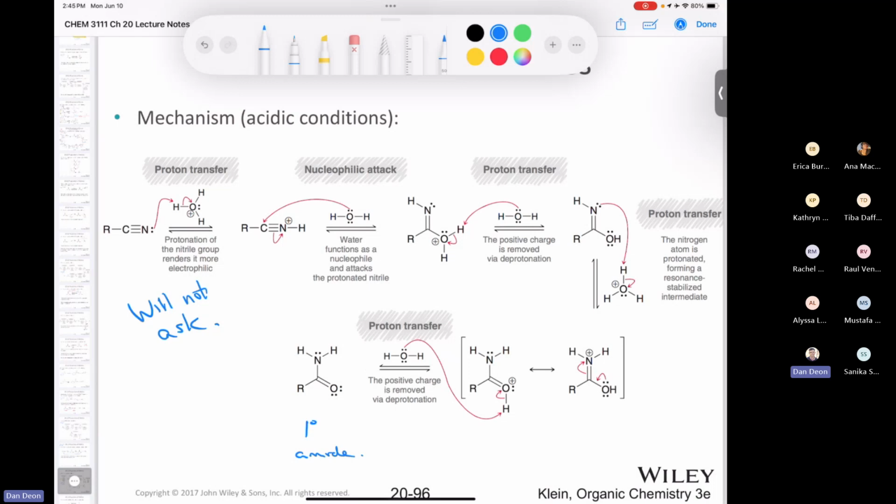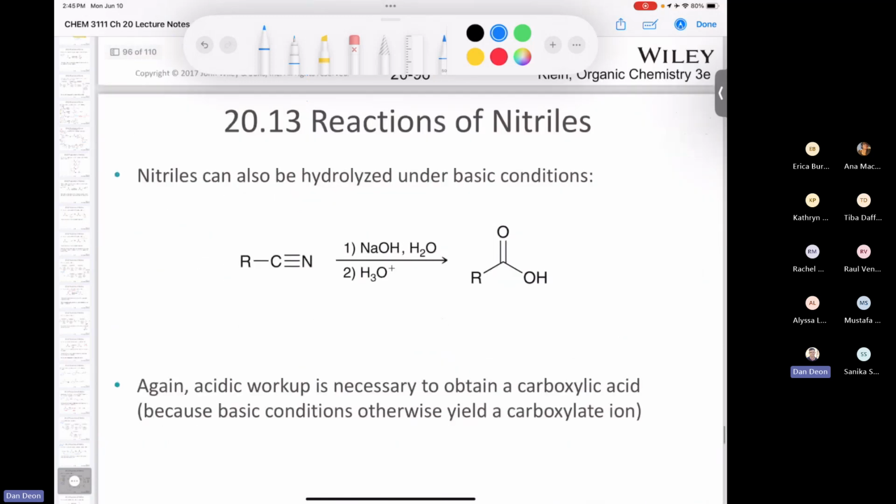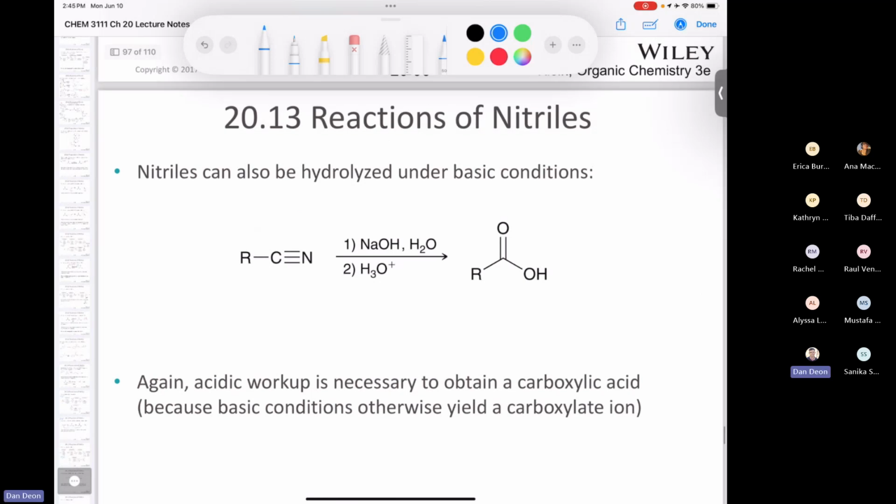So you can see it's a very, very long mechanism. It's just a lot of proton transfers, but again, I would never ask you that mechanism. Similarly, you can hydrolyze a nitrile. So if we take a look at this mechanism here, we can take the nitrile and hydrolyze it. We'll just put H3O plus and heat.